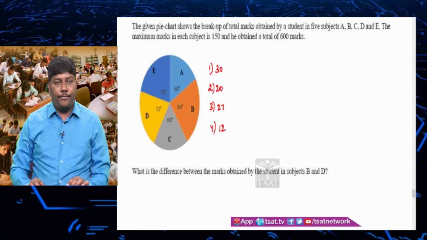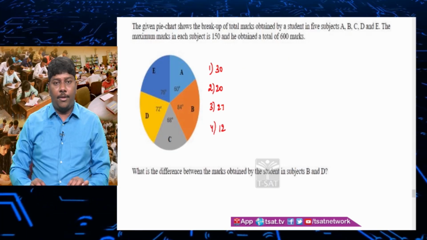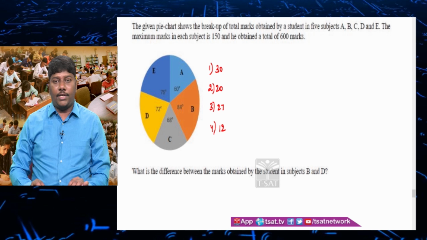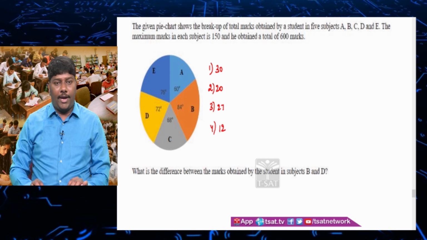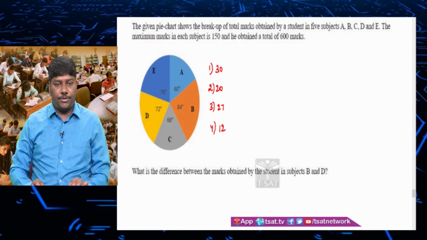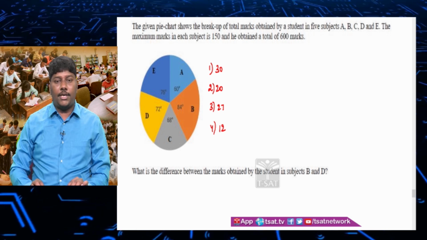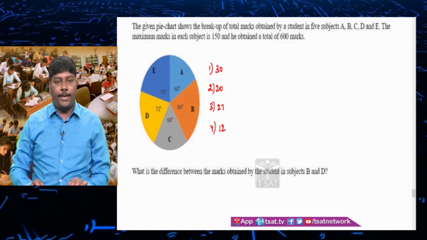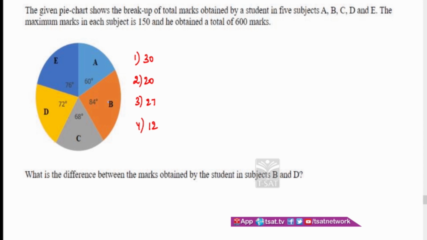Now look at this graph. The given pie chart shows the breakup of the marks obtained by a student in 5 subjects A, B, C, D, E. The maximum marks in each subject is 150. He obtained a total of 600 marks. What is the difference between the marks obtained by the student in subjects B and D? Look at B and D directly. B here, D here, 72 and 84. The difference is how much?